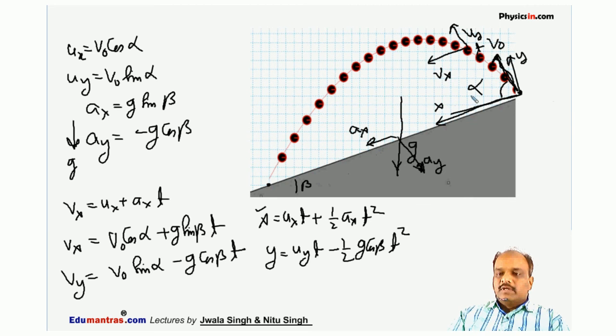So in this way we can calculate the distance, velocity, position, time of flight, and maximum height from the inclined plane. When we have to calculate the maximum height, we will substitute Vy as 0, calculate t, and substitute the value of this t in the expression y. It will give me the maximum height attained by the particle from this inclined plane.